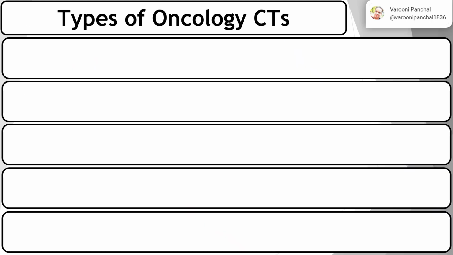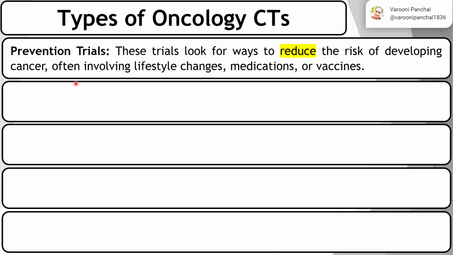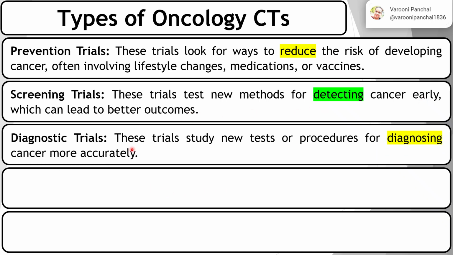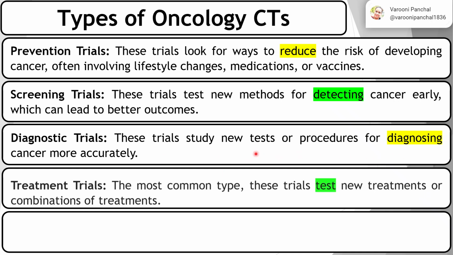Types of oncology clinical trials. Now, the first is the prevention trials. Now, these trials look for ways to reduce the risk of developing cancer, often involving lifestyle changes, medications, or vaccines. Screening tests are those trials which are used to test new methods for detecting cancer early, which can lead to better outcomes. Diagnostic trials. Now, these trials study new tests or procedures for diagnosing cancer more accurately.